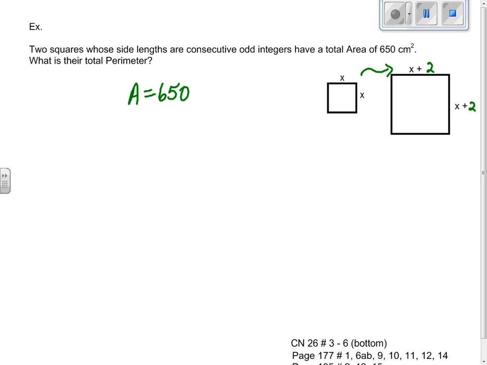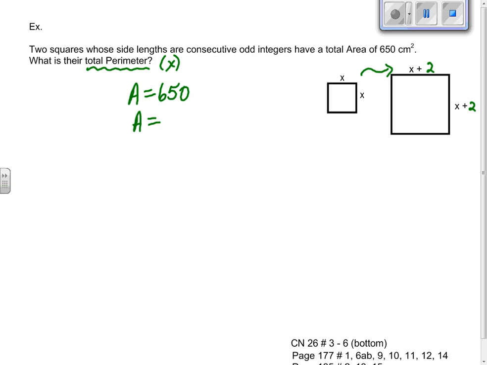We have been asked to find total perimeter. To find perimeter, we would really like to solve for x. That means we're going to have an equation where we are looking for the solutions for x. That is really finding the x-intercepts if we have a quadratic equation. Area is length times width. And the total area of both of them is 650.